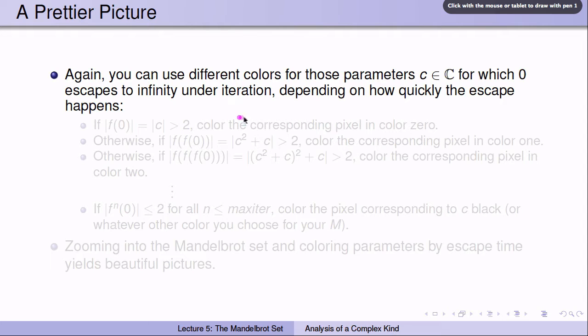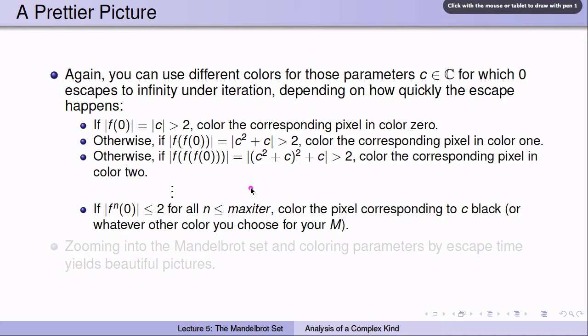Again, you can use different colors for those parameters C for which 0 does escape to infinity under iteration, depending on how quickly the escape happens. So for example, what you could do is, if f(0), which is C, is greater than 2 in absolute value, then color the corresponding pixel in the 0th color you chose. Otherwise, if f²(0) is the first one to get bigger than 2 in absolute value, color the corresponding pixel in color 1. Otherwise, if f³(0) is the first one that is greater than 2 in absolute value, use color 2, and so forth.